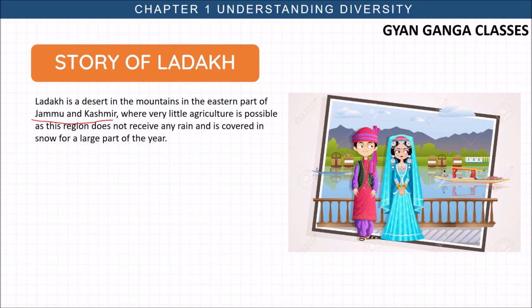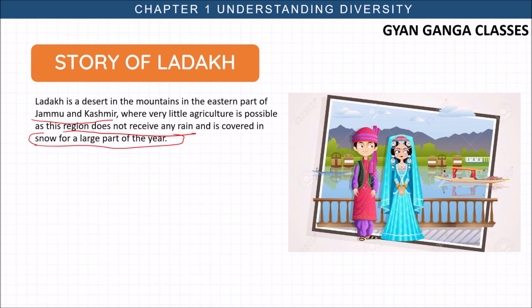क्यों ऐसा है? क्योंकि उसकी geographical reasons से. Geographical reasons क्या है कि this region does not receive any rain. कोई rain उसको मिलती नहीं है, and the snow is covered on the large part of the Ladakh area, Ladakh hills. So that is how this geographical difference make them not possible to agriculture, not possible to lie on the agriculture.